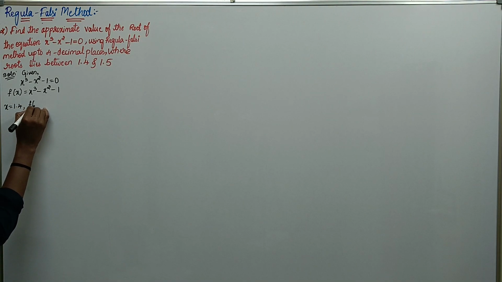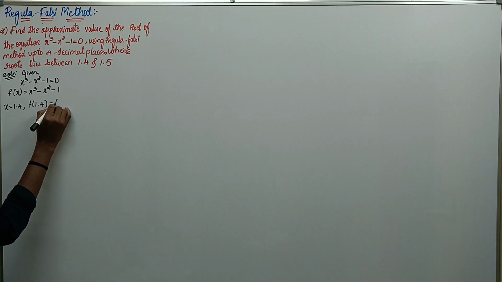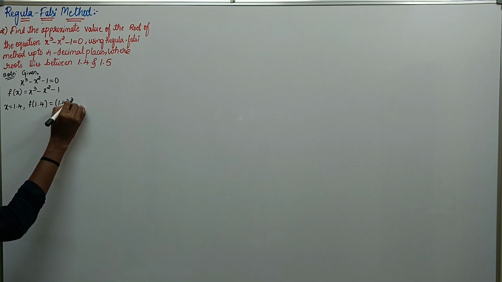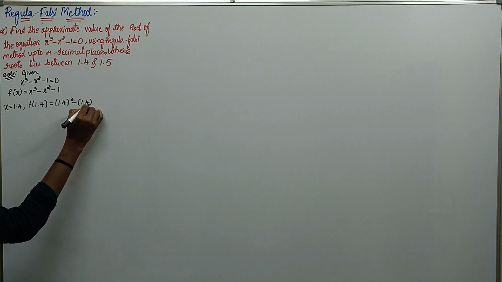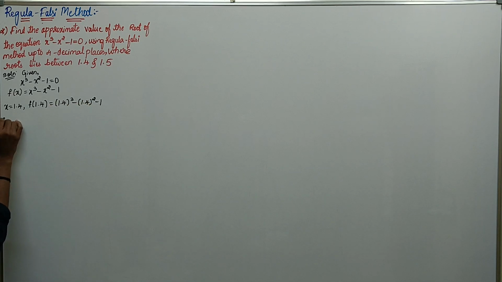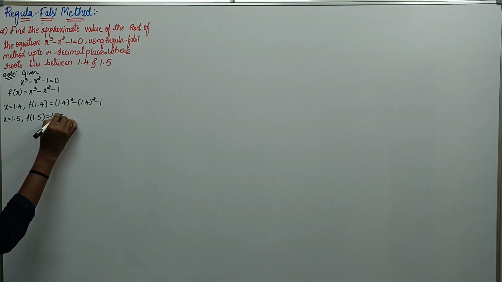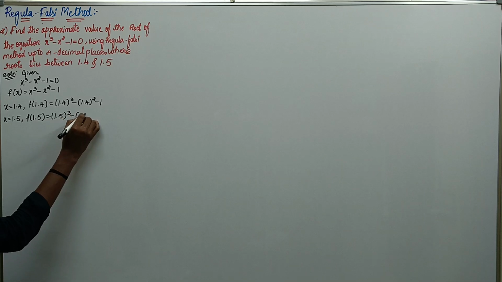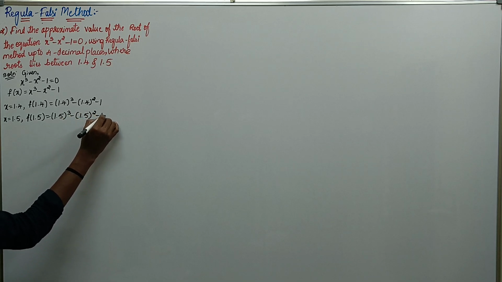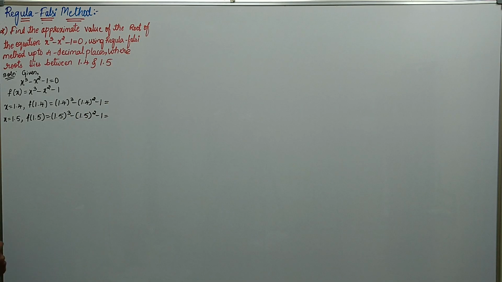For x equal to 1.4, f of 1.4 is equal to 1.4 whole cube minus 1.4 whole square minus 1, and for x equal to 1.5, f of 1.5 is equal to 1.5 whole cube minus 1.5 whole square minus 1. Now, using the calculator, let us represent the solution. How? It is very easy.